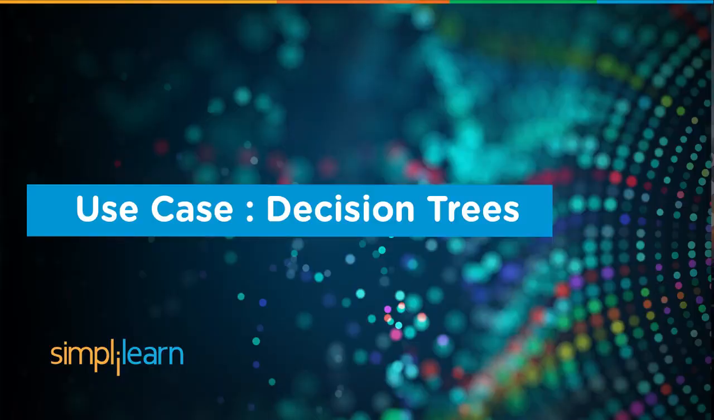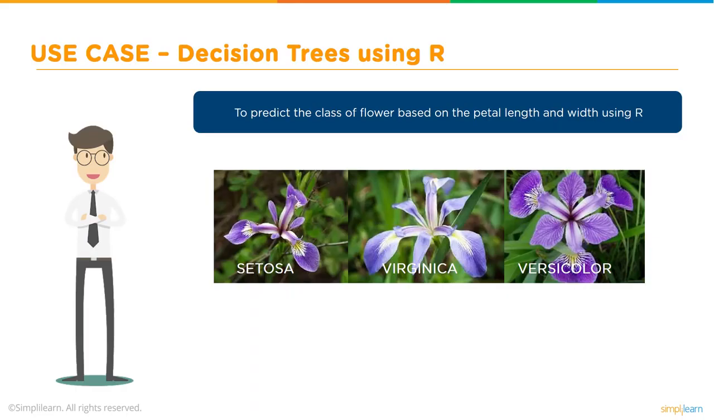So let's take a look at the use case decision tree and actually put this into code and see what that looks like as we go from theory to script. And to predict the class of flower based on the petal length and width using R. And you'll see here we have these beautiful irises, probably the most popular data set for beginning data analysis and statistics. We have the Setosa, the Virginica, and the Versicolor.